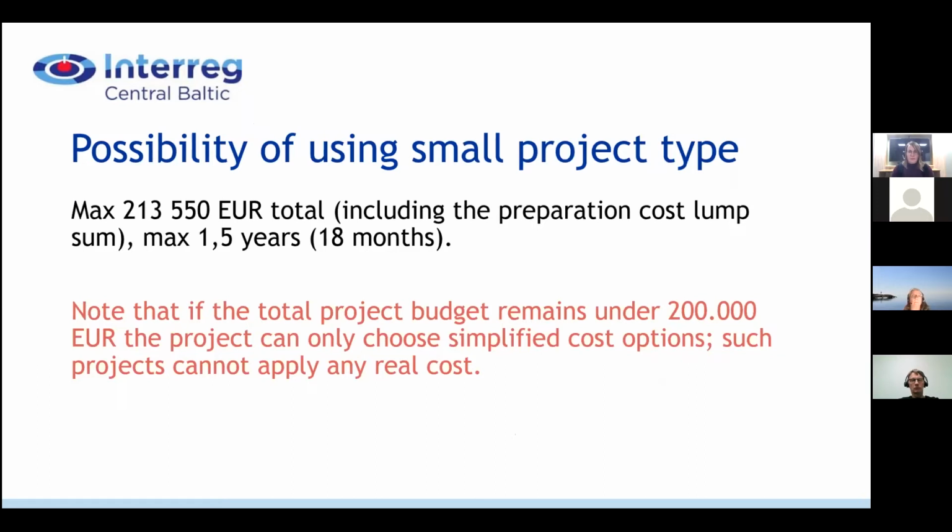Talking about the small project type. We have this option, but there are quite a few conditions that need to be observed to use it. And here, talking about the budget, I wanted to note that if the total project budget remains under 200,000 euro, then the project can only choose simplified cost options. So such projects cannot apply any real cost. That really is important and needs to be remembered when planning any small projects.